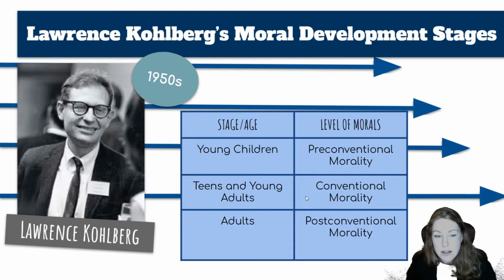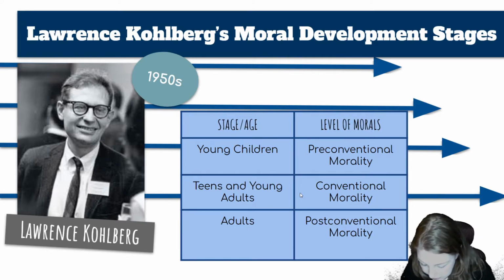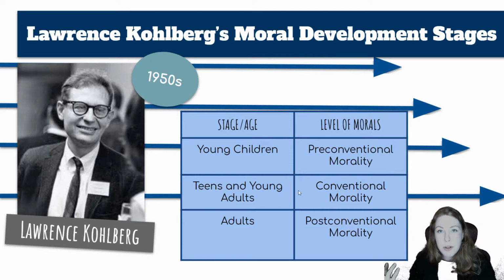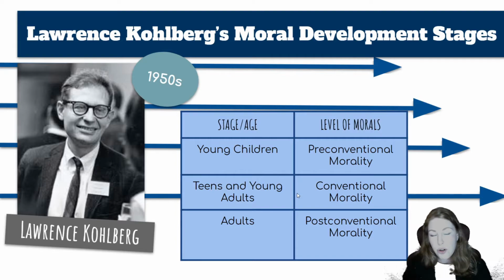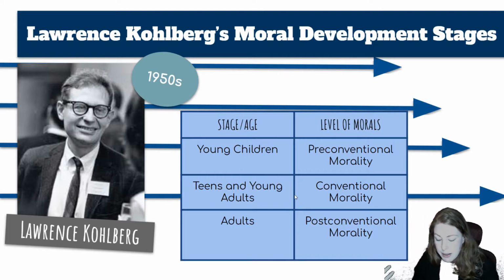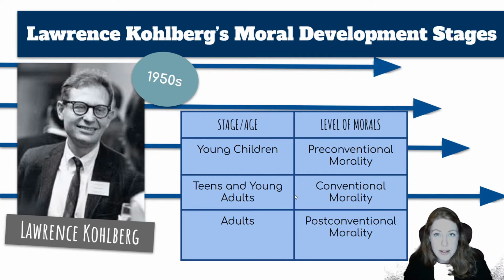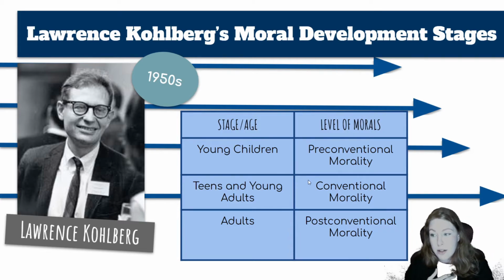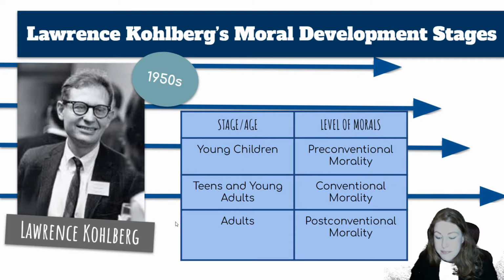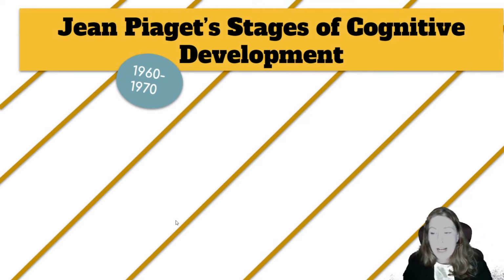Teens and young adults develop a conventional morality, and this conventional morality is based more on observations of other behavior in the world, on social behavior and in society. And then adults develop a post-conventional morality, which is basically based on injustices or personal consciousness of certain morals and decisions. All right, continuing on, we have Jean Piaget's stages of cognitive development.